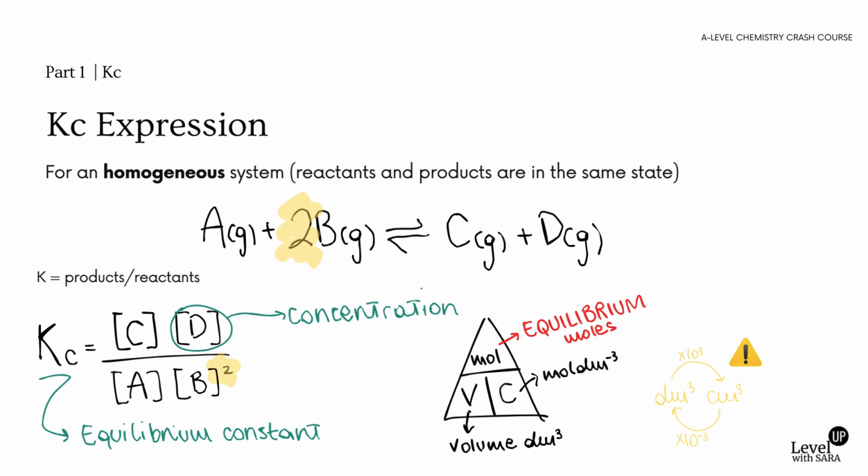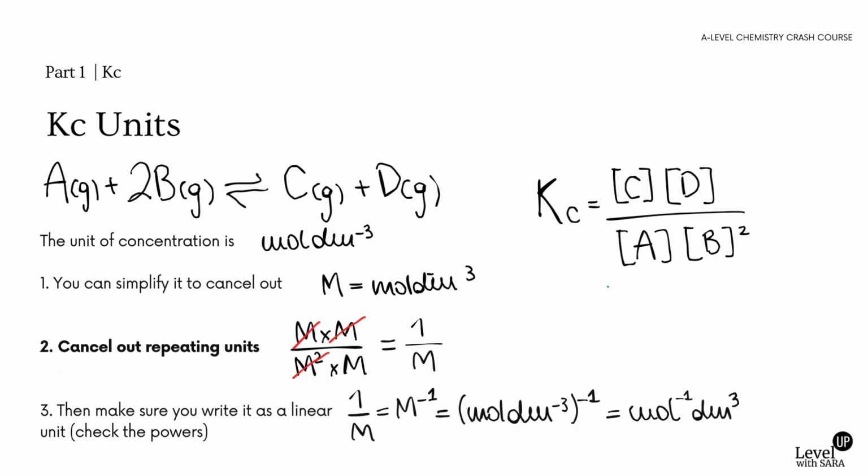So just notice, the units are specific for each equation. And just like any other equilibrium constant, you need to cancel them out. The unit of concentration is mole per decimeter cubed. You can simplify it to cancel it out. In fact, I normally write it as this big M because it makes the canceling a lot easier. You need to cancel out the repeating unit, top and bottom. You will notice that you have two concentrations at the top and three at the bottom. These will leave one concentration unit at the bottom.